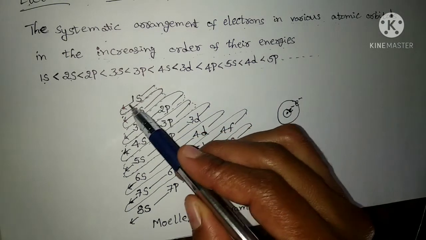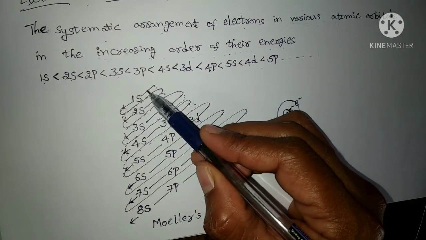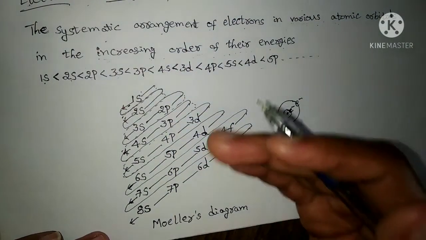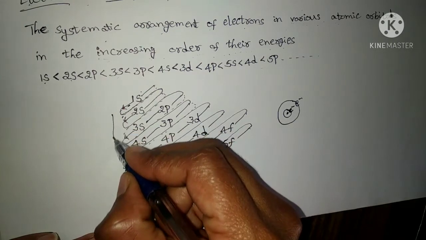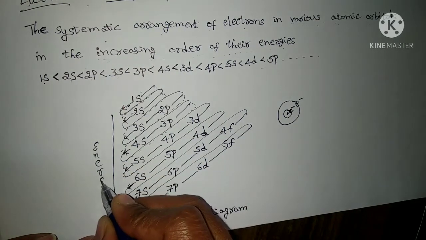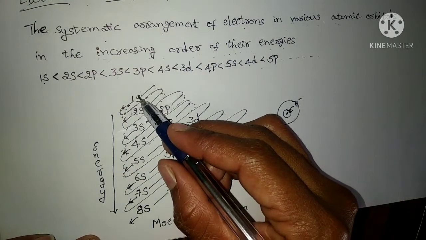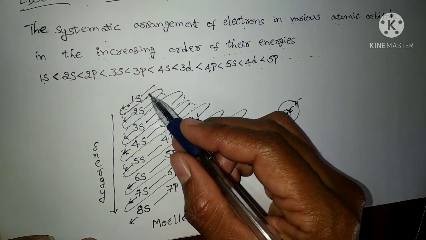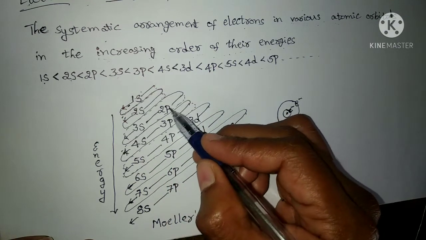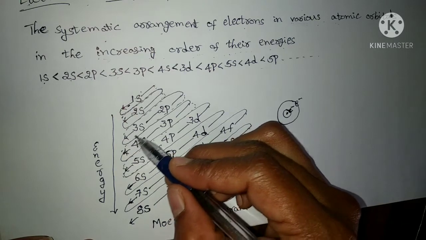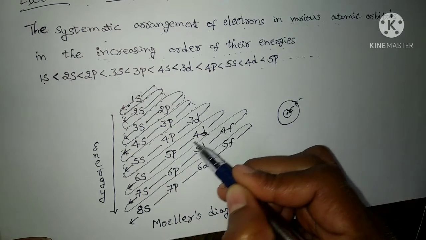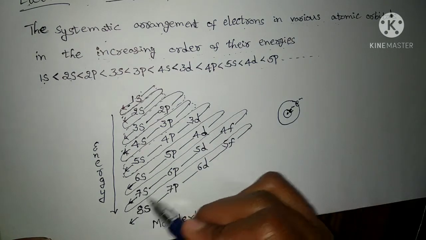See here, this is the first shell. From here is the least energy, and when you go from top to bottom, energy is increasing. In this direction, energy is increasing. Here, 1s has the very least energy. Along the arrow, if you go like this, next 2s has more energy than 1s. Again, if you move like this, 2p has more energy. Next 3s. So you have to move along the arrows. In this way, you can find which orbital has more energy.